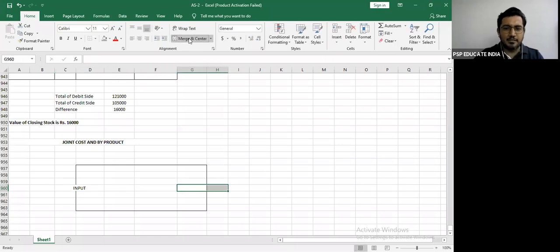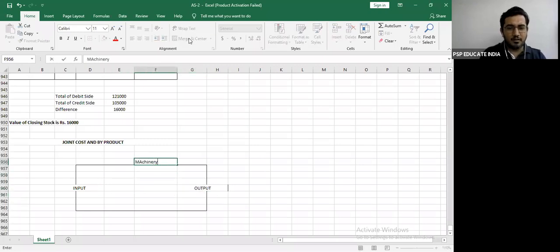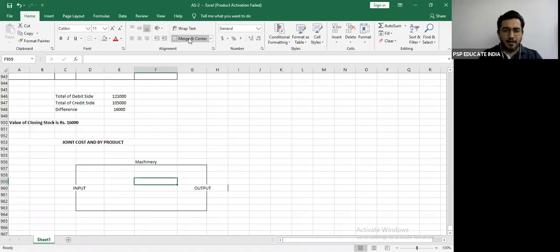And this is your output of raw material. And this is what? Machinery. Aap yahan se material input karte hain aur dusri taraf se you have output of material. Ab maan lijiye aap plastic sheet.